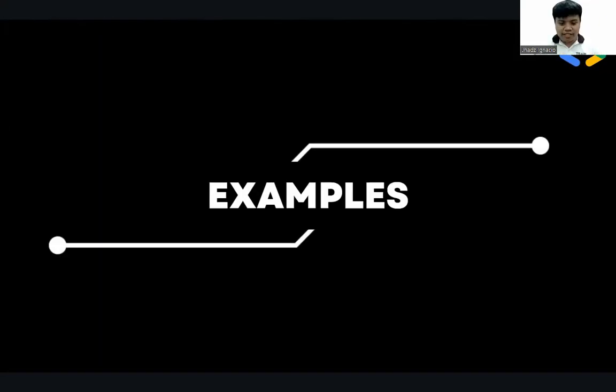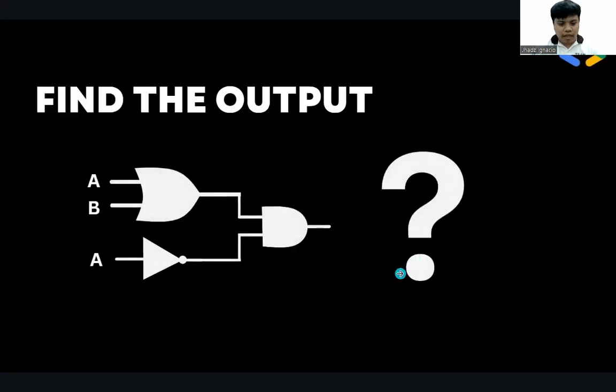Hey everyone, my name is Jets Ignacio and today I'm going to discuss the examples and how to solve logic gates. Let's look at the first example. Let's try to solve the output of inputs A, B, and A. Tell us in the comment section what your answer is.